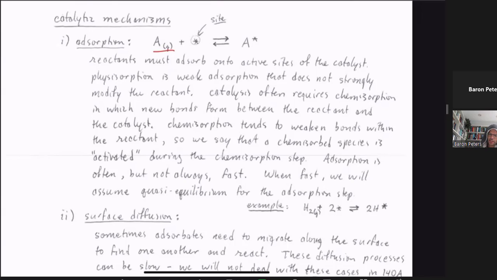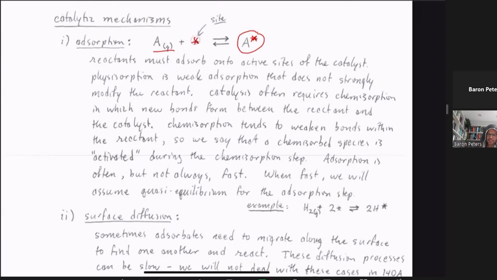Now our notation for an adsorbate is that we use A, and we put a little asterisk here to note that it's bound to the surface. Okay, so this is our site with nothing on it, a free asterisk, and then the A star represents an A adsorbate. Adsorption is a very important process because usually if you have very weak adsorption, like a physisorption process, that's not going to strongly alter the bonds in this reactant, and it's really not going to result in an easy reaction.